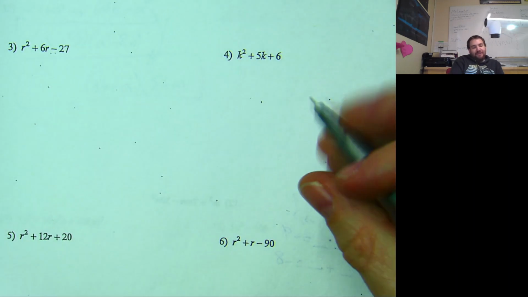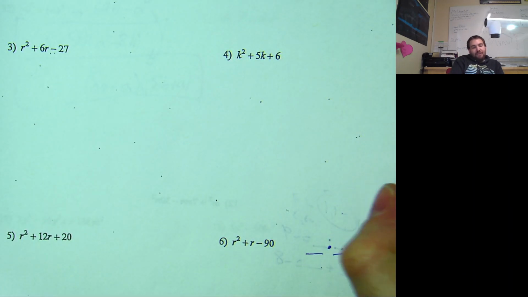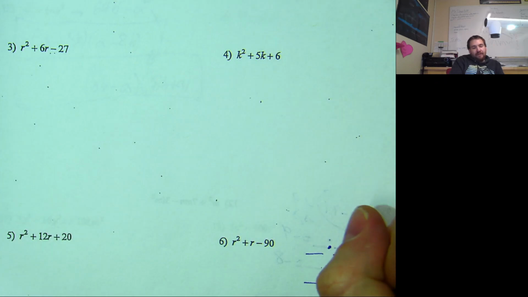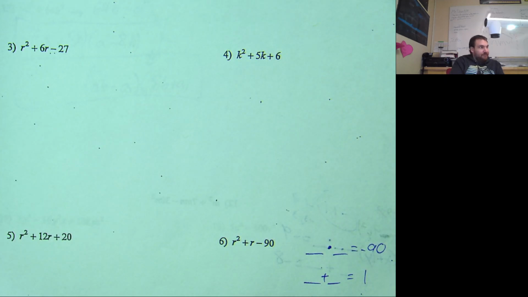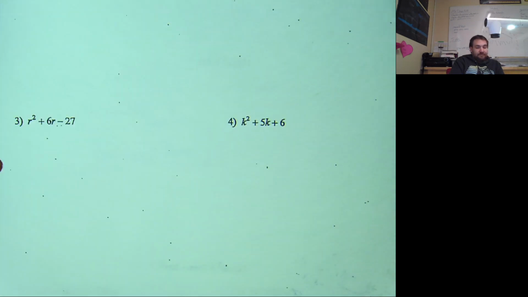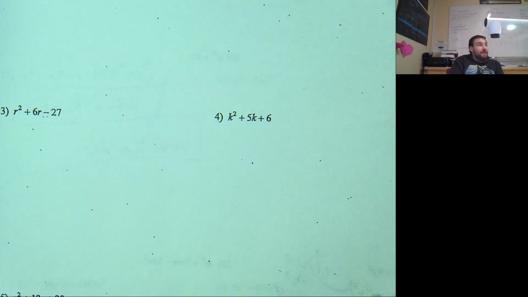I want two numbers that multiply to negative 90 and add to 1. Right. Okay, that's what I switched. If there's no number written in front of the coefficient, it's a 1. Okay, I'll try and get that.